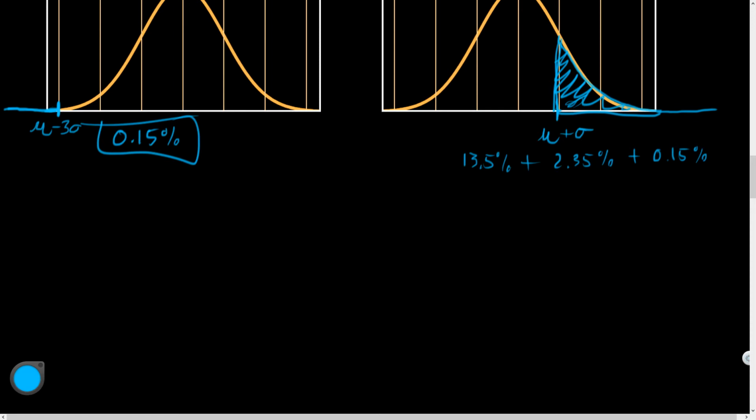Let's see, what did you guys get? I got, oh, they're saying this actually adds up to 16%. Does it? Yeah, 0.35 plus 0.15 is 0.5. Add that 0.5 to this 0.5. That's a full whole number, right? And 13 plus 2 plus 1 is, yeah, 16%.